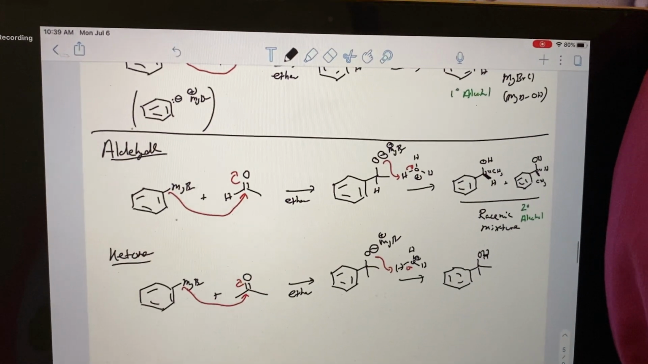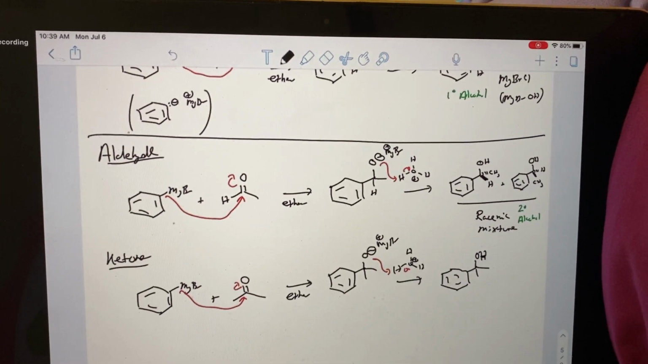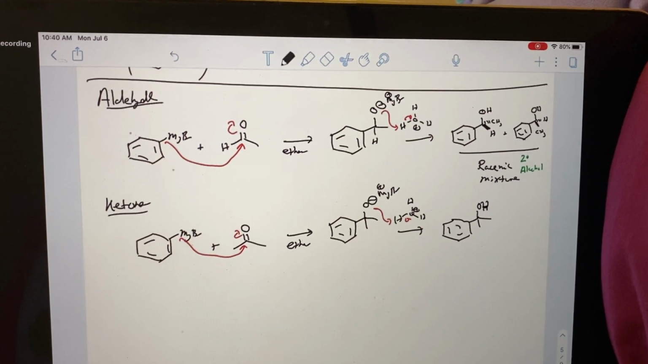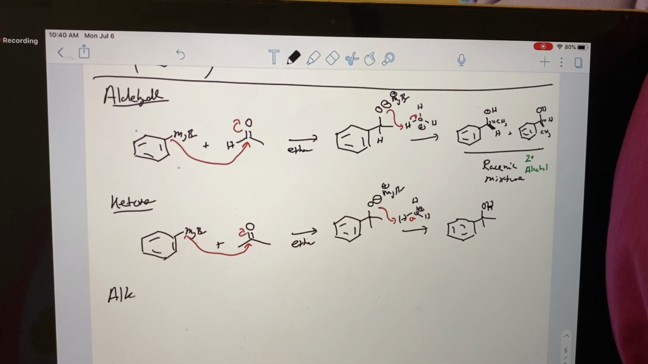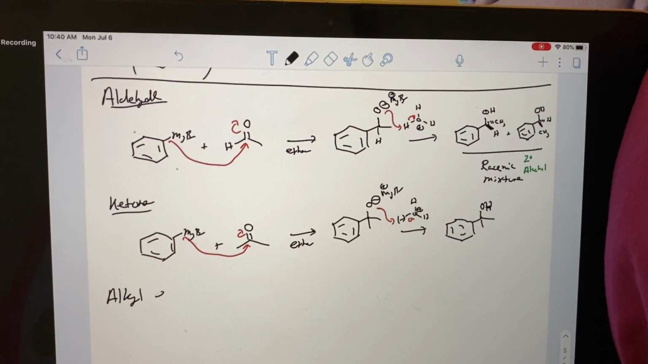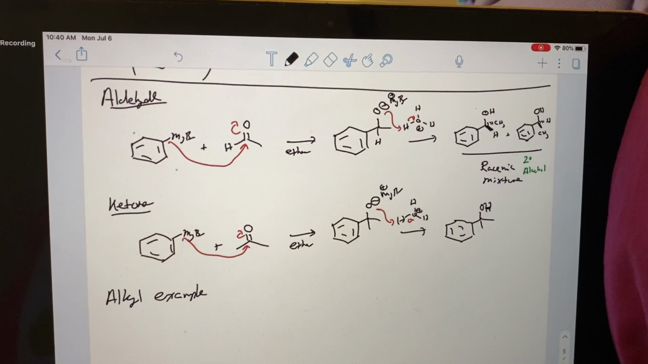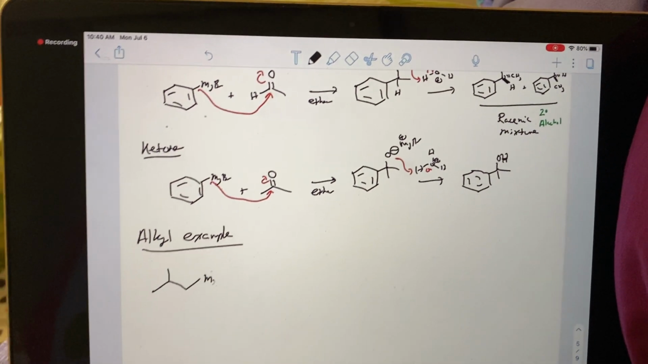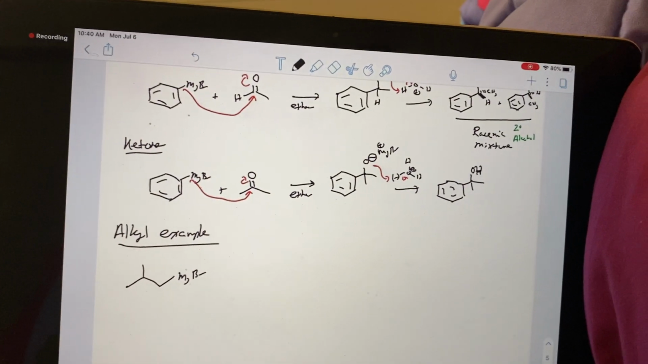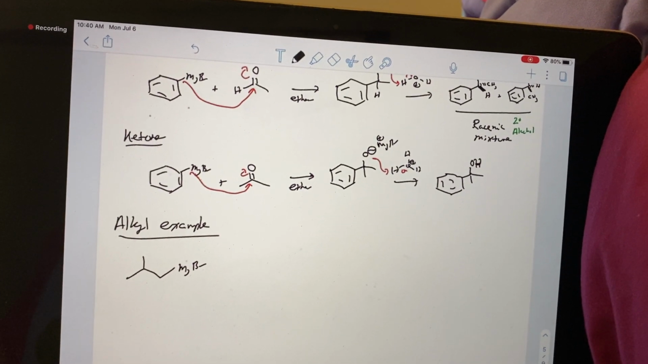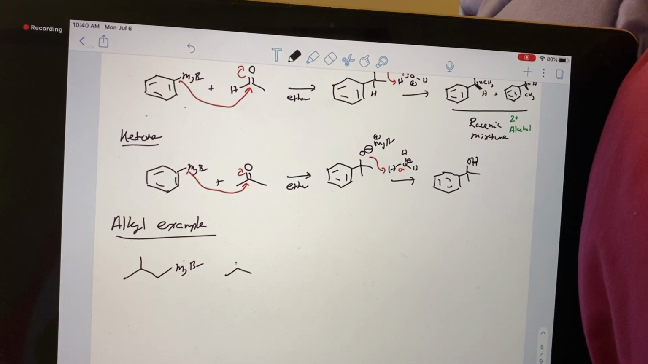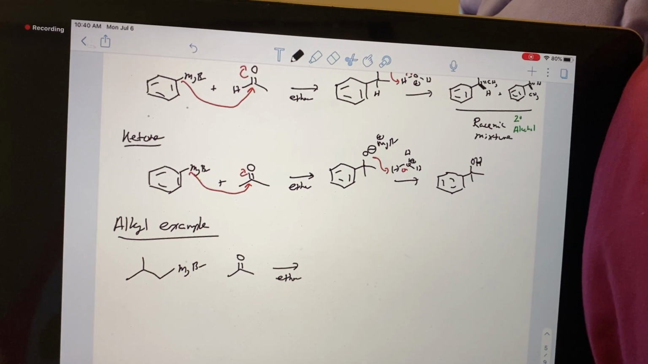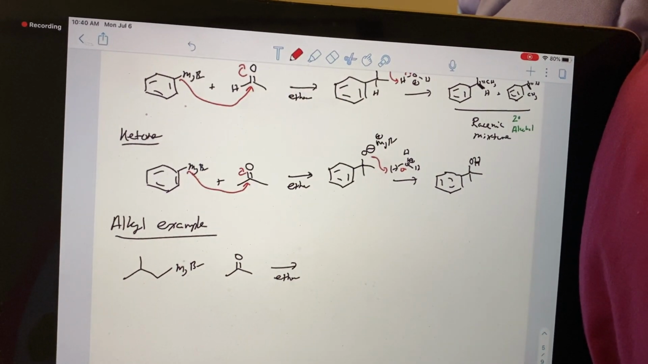So those are all examples with the alkyl group. How about an aryl group? Grignard reagent, same idea. So let's use something a little more complicated. Let's have this species here, and let's react this with this acetone in the presence of ether. But mechanistically, if we wanted to predict the product, same idea.